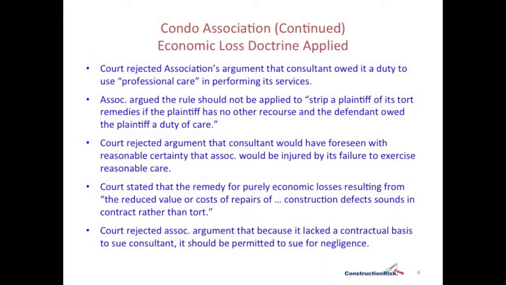The association had argued that the rule should not be applied to strip a plaintiff of its tort remedies if the plaintiff has no other recourse and the defendant owed the plaintiff a duty of care. Well, the court rejected that argument, rejected the argument that the consultant would have foreseen with reasonable certainty that the association would be an injured party by its failure to exercise reasonable care. And the court stated that the remedy for purely economic losses resulting from the reduced value or the cost of repairs of the construction defects sounds in contract rather than tort.